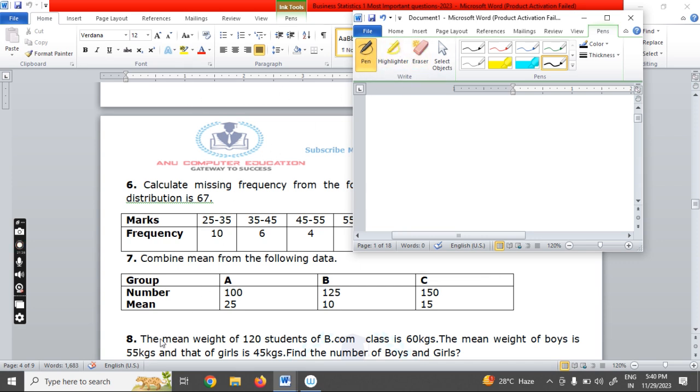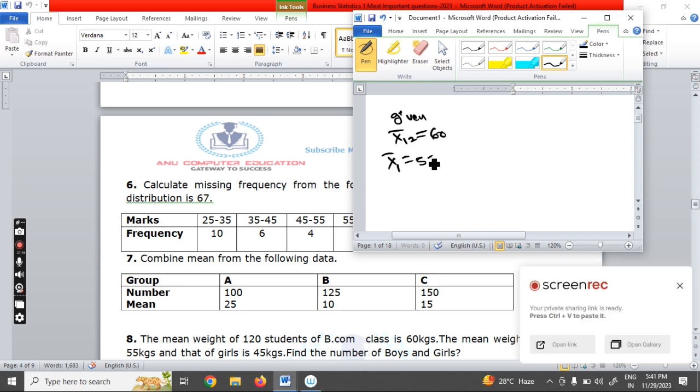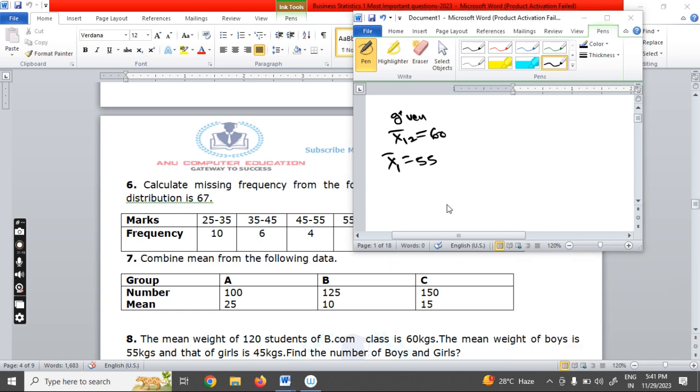Now, the mean weight of the 120 students of the BCom class is 60. So it means the combined mean is already given. So x12 bar is already given, the answer is 60. And next, the mean weight of boys is 55 kgs, so x1 bar is also given as 55. Next, x2 bar is also given as 45. And total boys and girls.